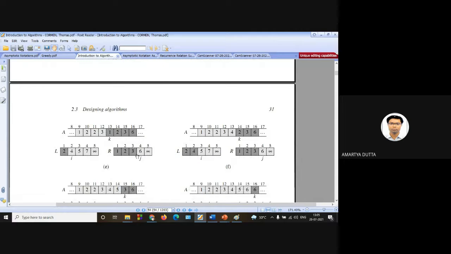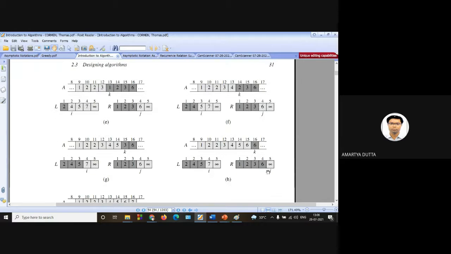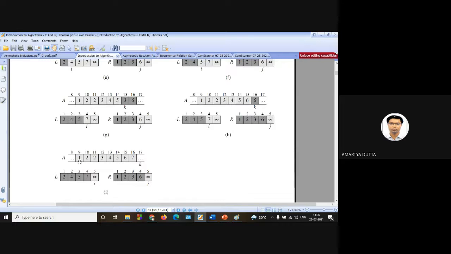Again increment to 6. 6 and 4, 4 is smaller, so put 4 here. 5 and 6, put 5 here. 7 and 6, put 6 here. And finally 7, put 7 here. So this is the sorted array. This is actually the merge sort.